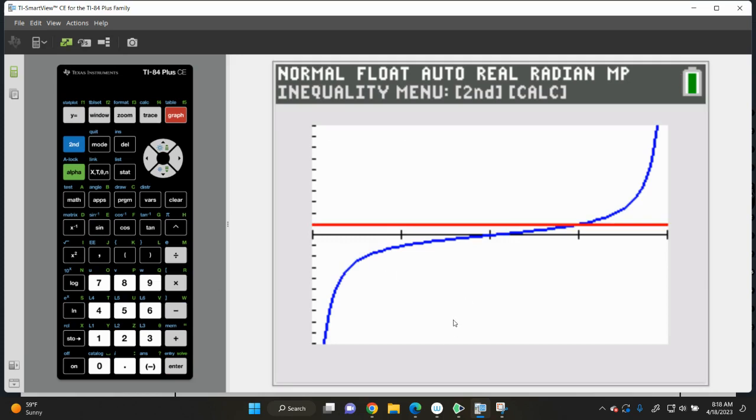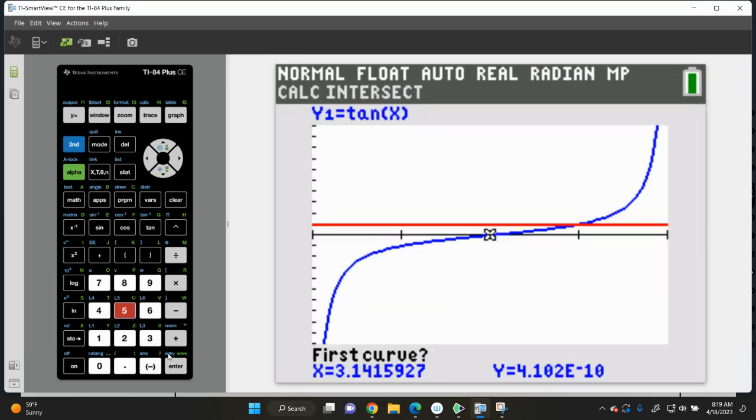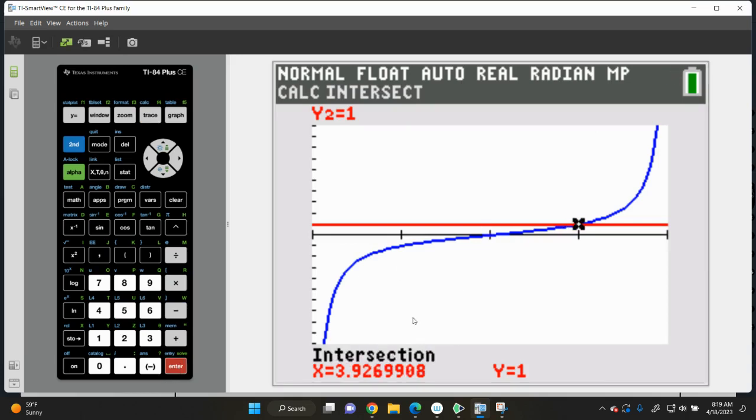Okay, so there's my graph. All right, we started at pi over 2. And we went by increments of pi over 4. So this is 2 pi over 4, 3 pi over 4, 4 pi over 4, 5 pi over 4. Now, if I do a calculate intersect here, it gives me the intersection in decimal form. That can be confusing. That's why it's important to understand what each mark represents and to set those marks to something that makes sense to me.